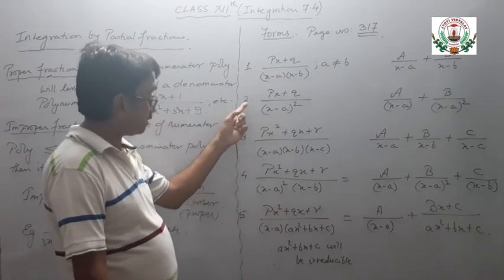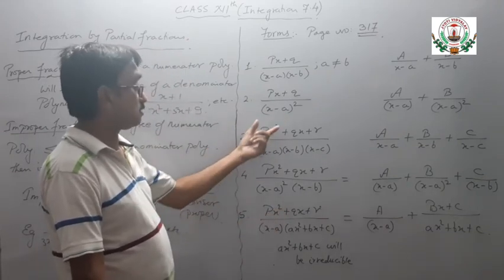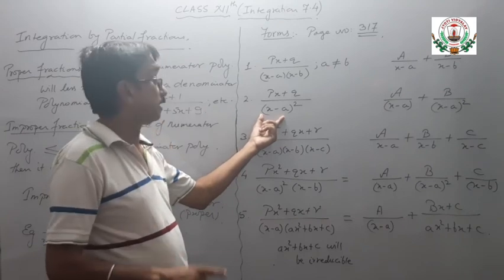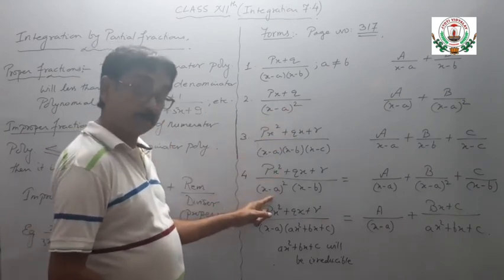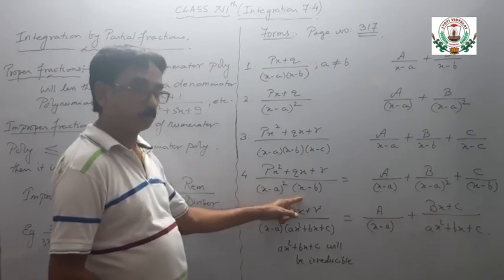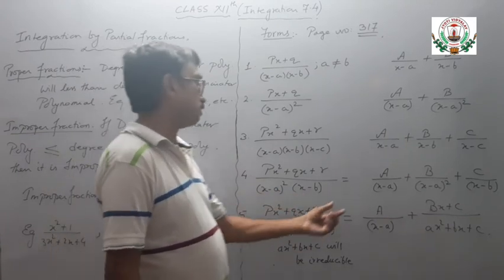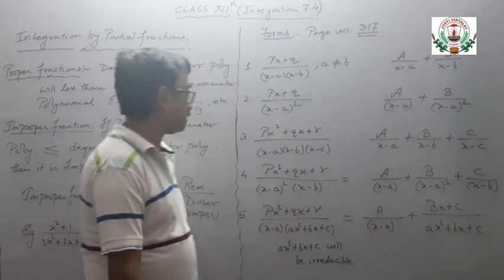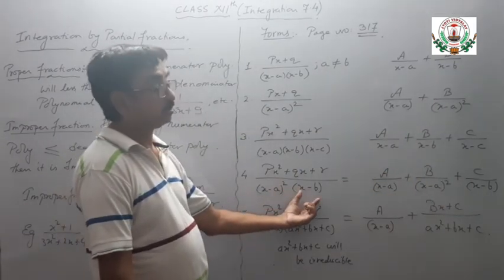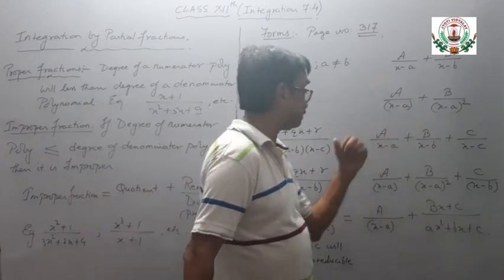But here, in the second and fourth, what is the difference? Here only one factor is repeated and no other factor is attached to it. But here a repeated factor and a non-repeated factor are also there. So first you can write A upon x minus a plus B upon x minus a the whole square, and then the non-repeated linear factor as C upon x minus b.